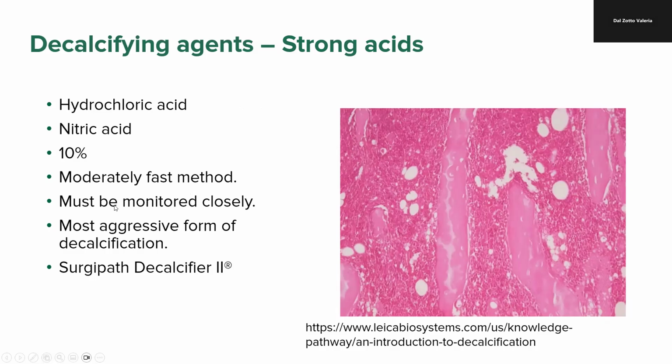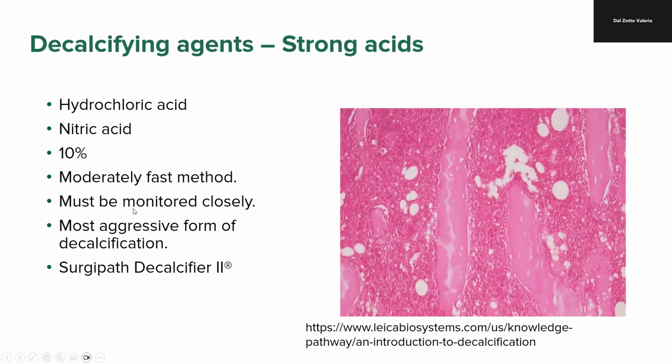But unfortunately, because they are very strong, they can macerate the tissue. As you can see here, all pink. You don't see anything more than something that looks like trabecular bone without any nuclei inside or any bone marrow nuclei. So this is a macerated, over-exposed tissue to the strong acid. We don't want this.